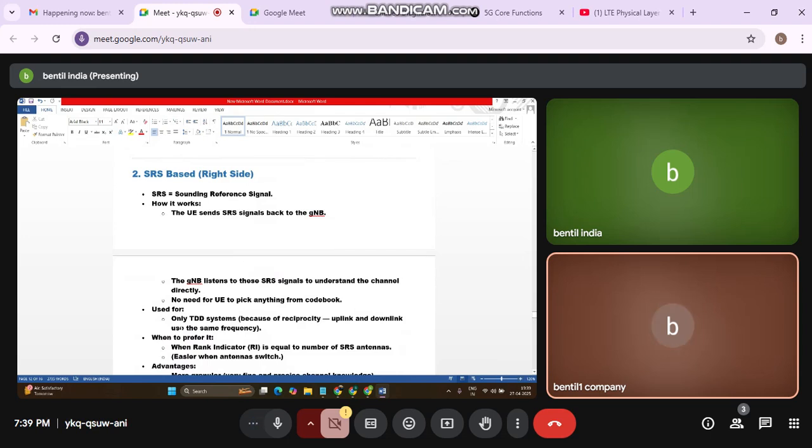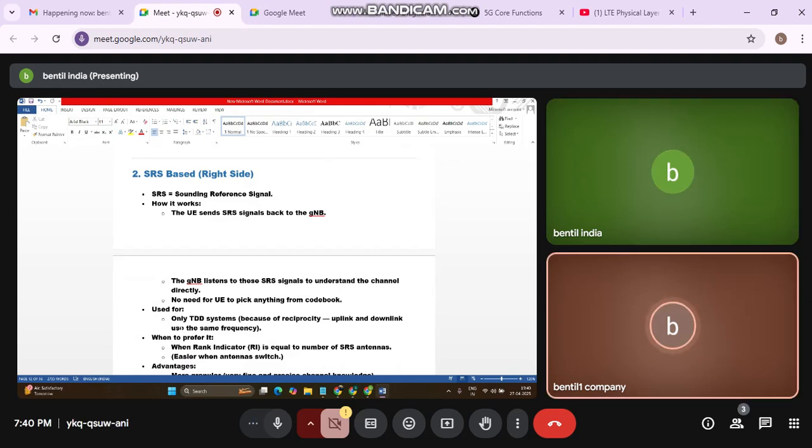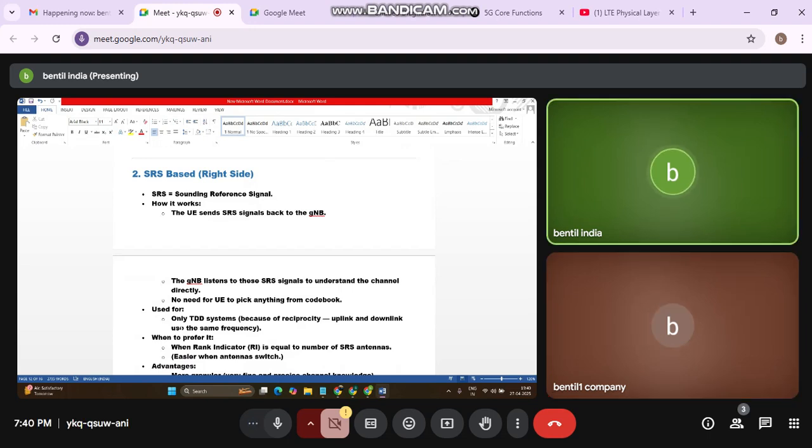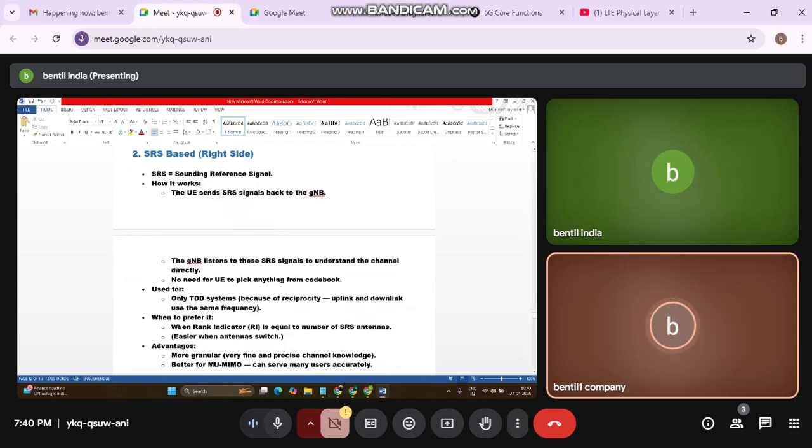SRS based. SRS is sounding reference signal. How does it work? The UE sends SRS signals back to the gNodeB. The gNodeB listens to these sounding reference signals to understand the channel directly. No need for the UE to pick anything from a codebook. And it is used only for TDD systems because of reciprocity: uplink and downlink use the same frequency.